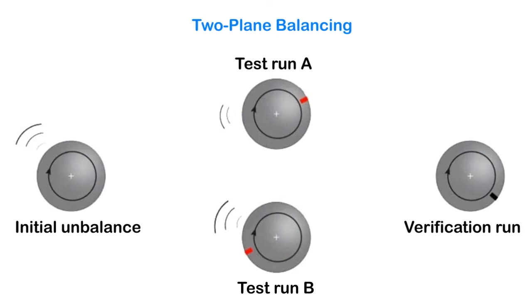We have shown the balancing in one plane. Balancing in two planes is very similar. In addition, there is only a second test run, with the attachment of a test mass to the second plane and the mass corrections for the second plane.